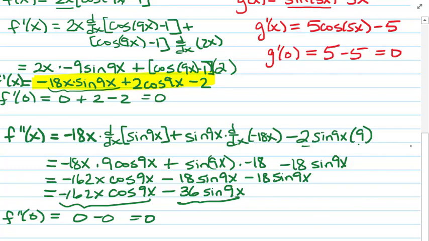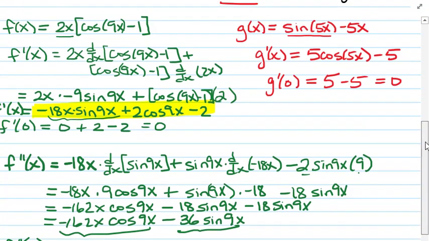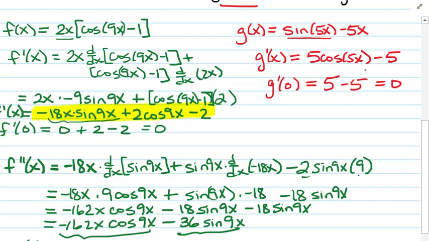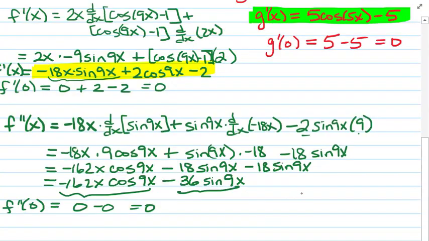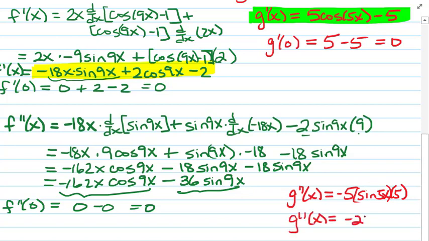Let's find the second derivative of g. Remember, the first derivative of g was 5 cosine 5x minus 5. So we're taking the second derivative now. So g double prime of x is going to be the derivative of 5 cosine 5x. We're going to have a negative 5 sine of 5x times 5. Derivative of negative 5 is just 0. So the second derivative of g is going to be negative 25 sine 5x. Now, if you plug 0 into that, sine of 0 is 0.